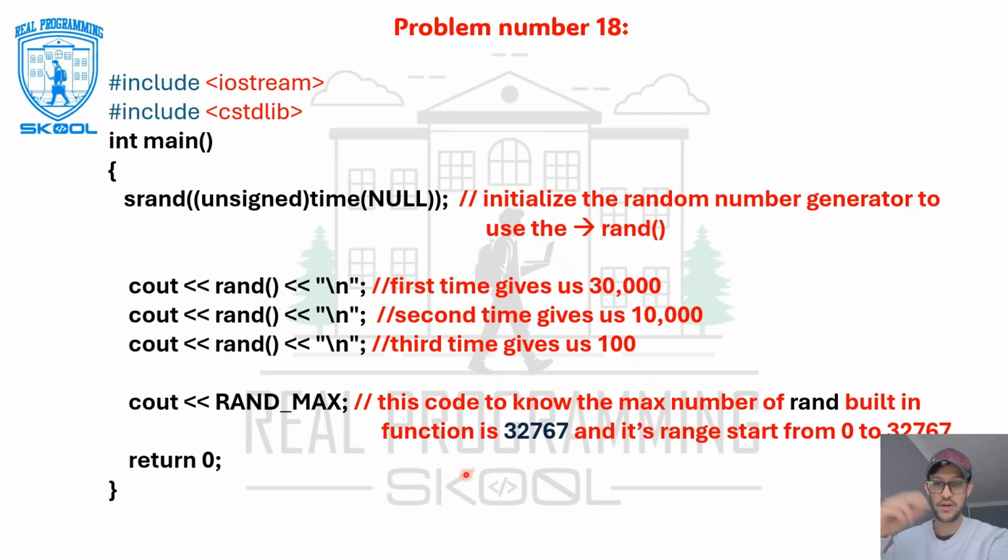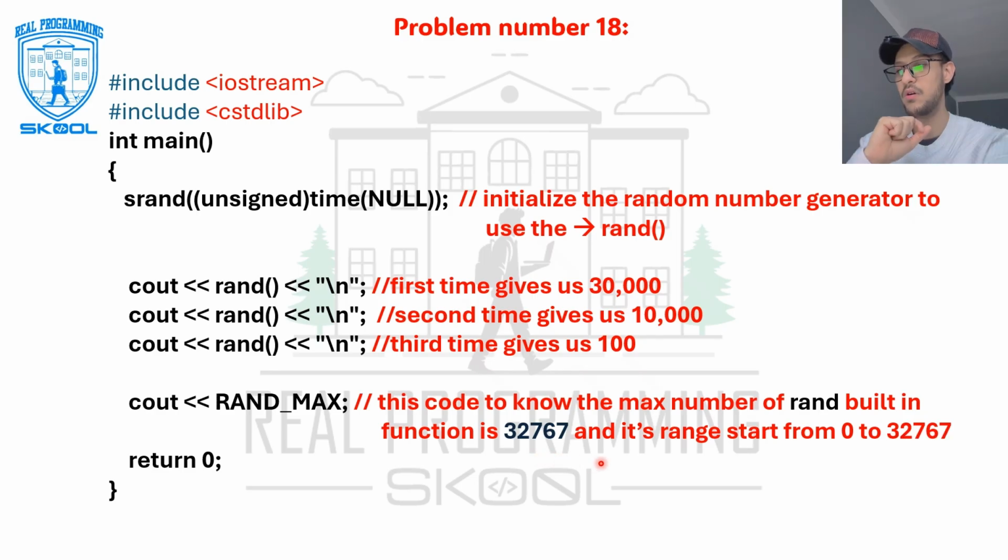While we're developing using the C++ programming language, when we write RAND_MAX, the compiler will print for us 32,767, because the maximum number of the rand built-in function, according to the C++ compiler, is 32,767. There are other compilers belonging to different programming languages. Some will give you a bigger number than this, and others will give you less than this number. All right. So the maximum number with us in our case is 32,767, and its range starts from 0 to 32,767.